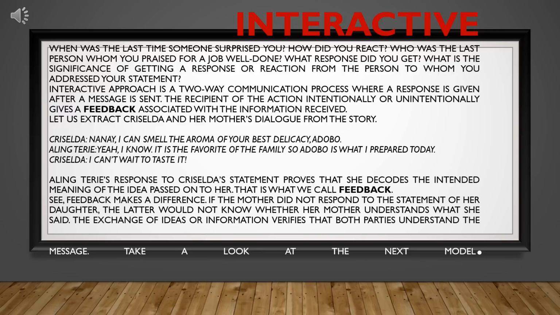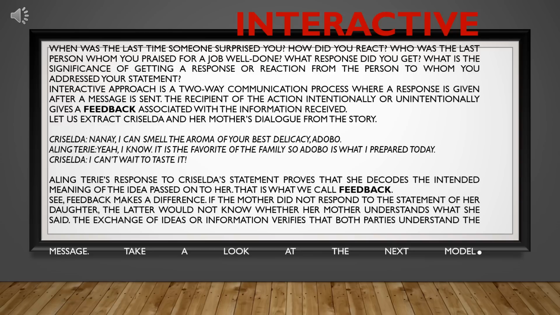Aling Tere's response to Griselda's statement proves that she decodes the intended meaning of the idea passed on to her. That is what we call feedback. See, feedback makes a difference. If the mother did not respond to the statement of her daughter, the latter would not know whether her mother understands what she said. The exchange of ideas or information verifies that both parties understand the message. Take a look at the next model, okay?